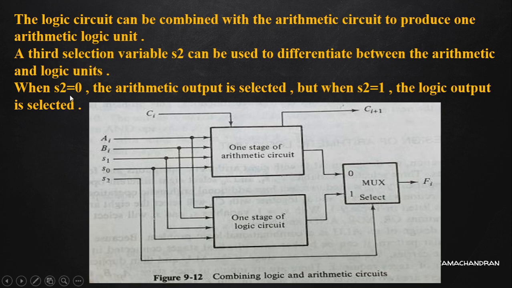If S2 equals 0, the multiplexer chooses the arithmetic circuit. With S2 equal to 1, the multiplexer selects the logic operation produced by the logic circuit. So to distinguish between the arithmetic circuit and the logic circuit, we make use of the value of our selection line S2.